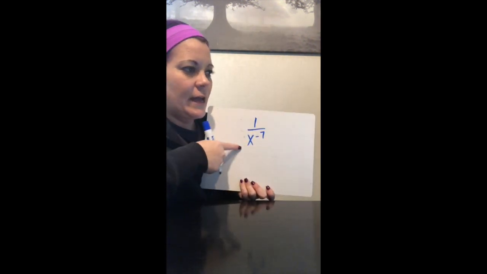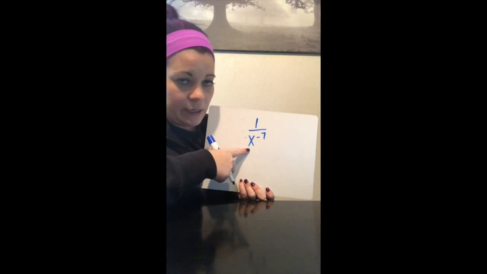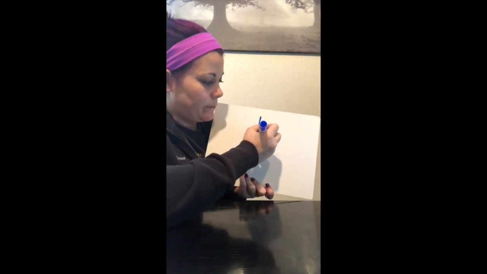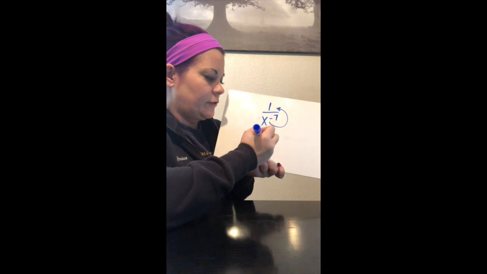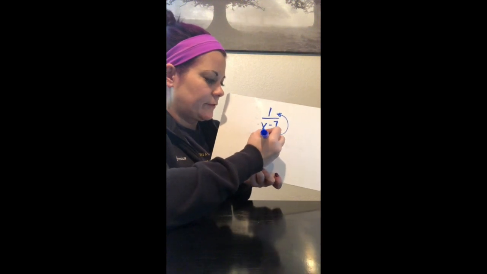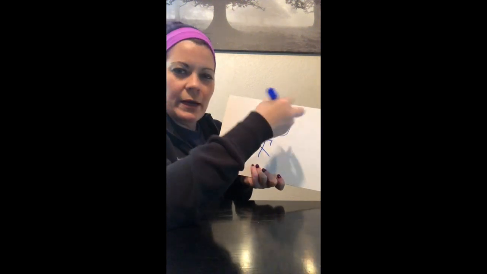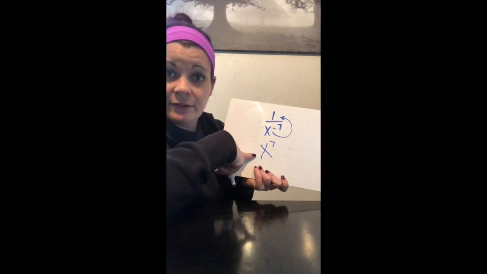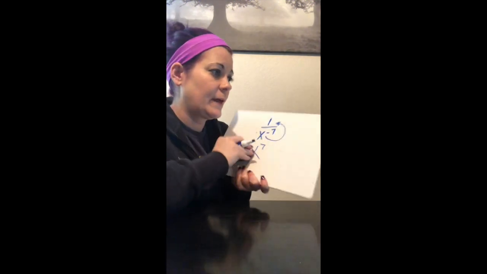Another one like that would be 1 over x to the negative 7. So the negative exponent is down here on the denominator. To make that a positive exponent, we're going to move it to the top. So my final answer here would be x to the 7th. And we don't need the 1 because 1 times anything is just itself. Okay, so that's simplified there.